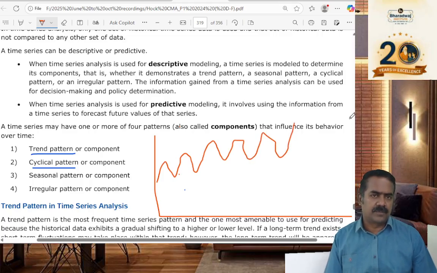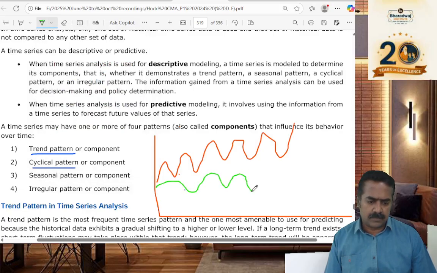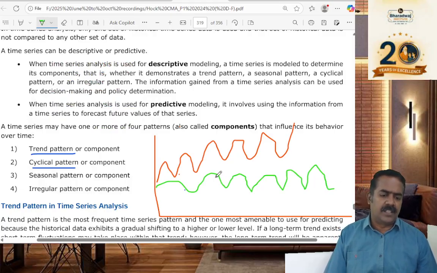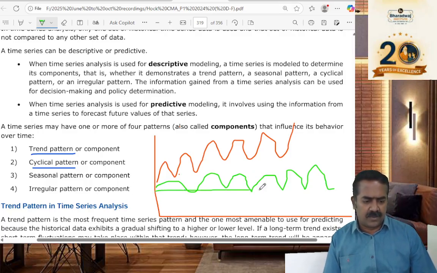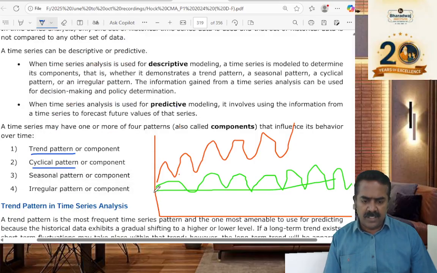There is a growth. And if you look at a cyclical pattern like this, it is cyclical, but it is not growing. It is a kind of a flat curve there. Next month also it may go up, come down like the market. It can be a flat one, or this can be even a negative trend.